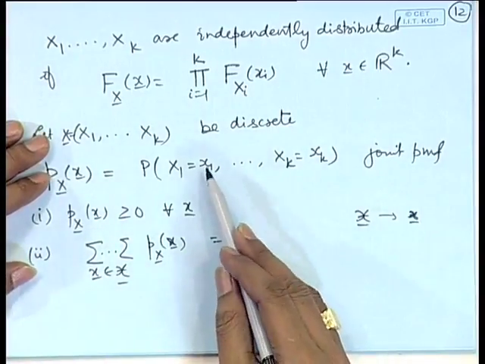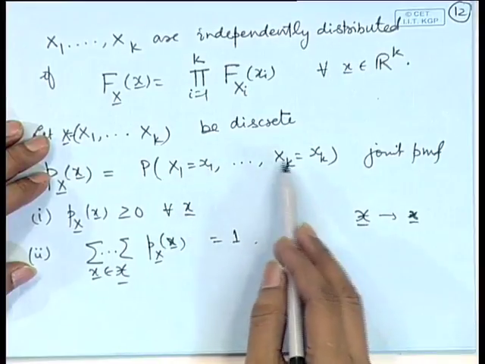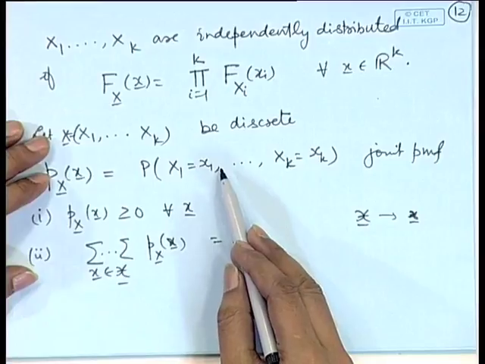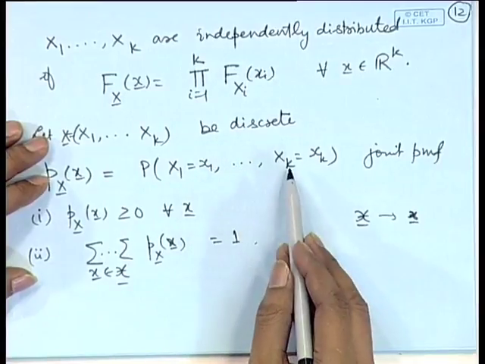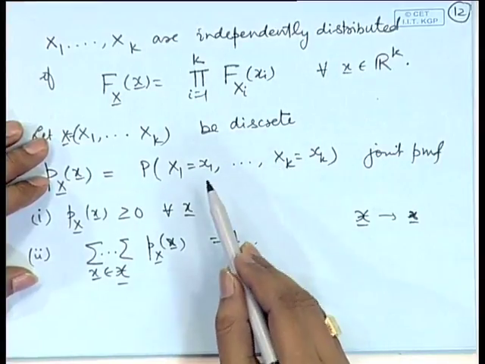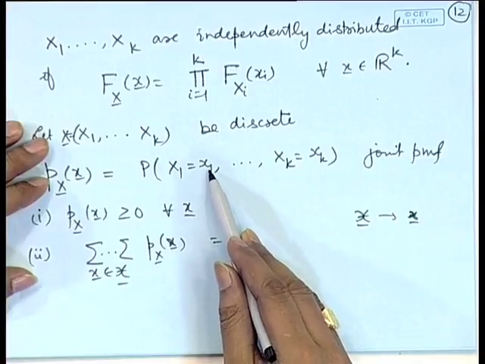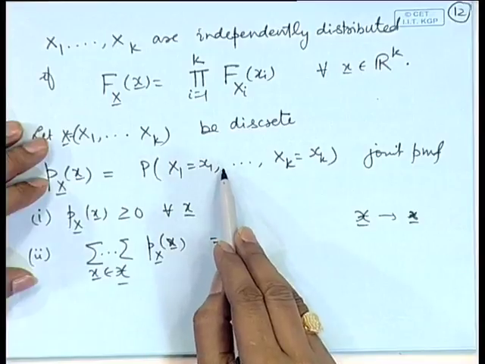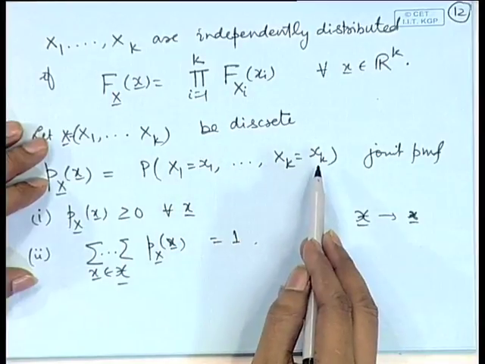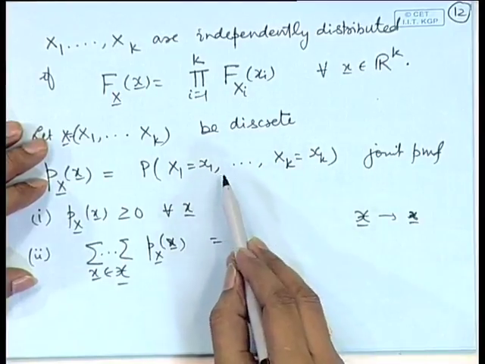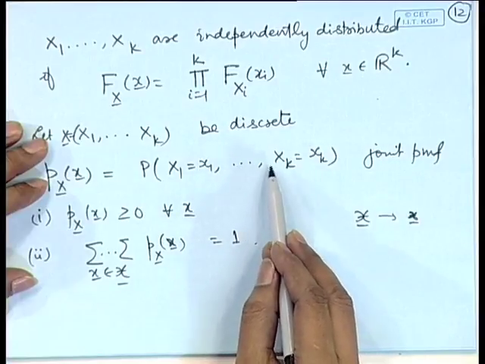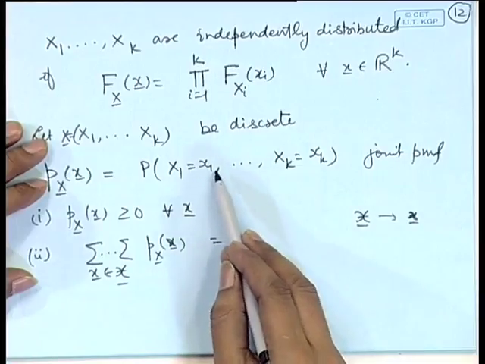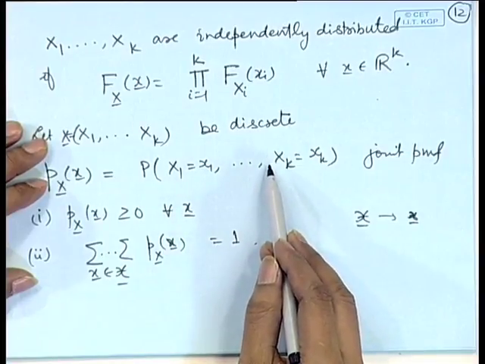The marginal distribution of any subset of X 1, X 2, ..., X k can be obtained by summing over the remaining variables. For example, if we want the marginal distribution of X 1, then we will sum the joint PMF over x 2, x 3 up to x k. Suppose we want the marginal PMF of say X k minus 1 and X k, then we will sum over the variables x 1, x 2, ..., x k minus 2.